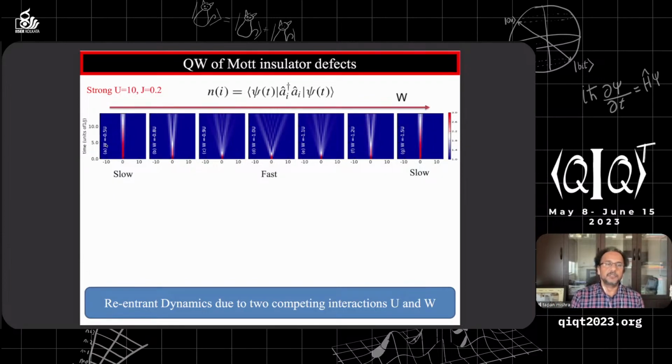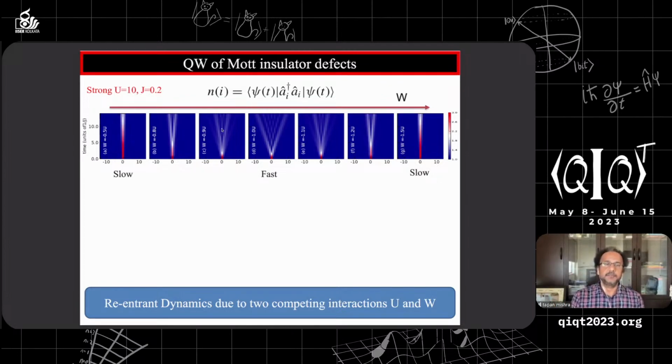W is very small and attractive, so minus 0.5 of U. Then you see that it's a very slow propagation, which is an indication of a bound state formation. And as W increases further and further, there is a faster spreading, and it becomes very fast when W equals U. And then as W becomes stronger and stronger, this spreading becomes slower again. And at the other end, you see another slower profile that indicates another bound state.